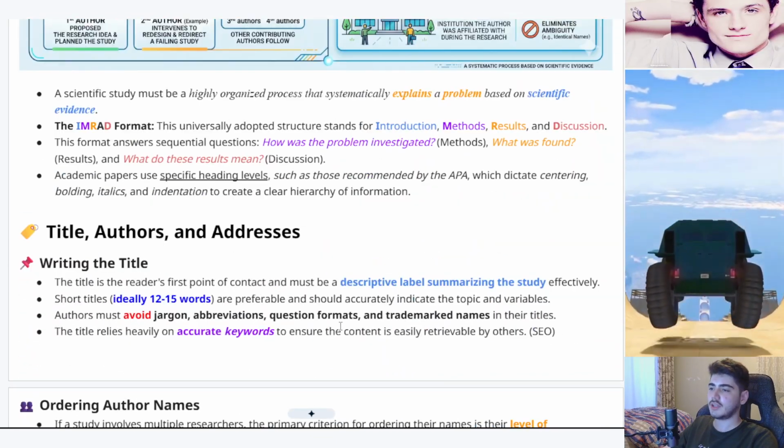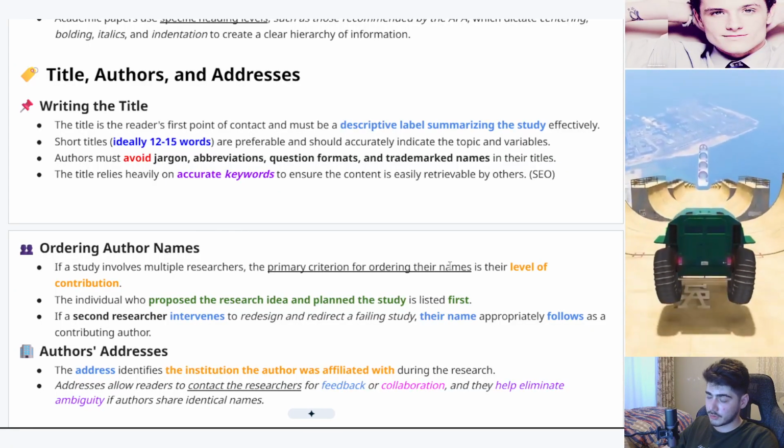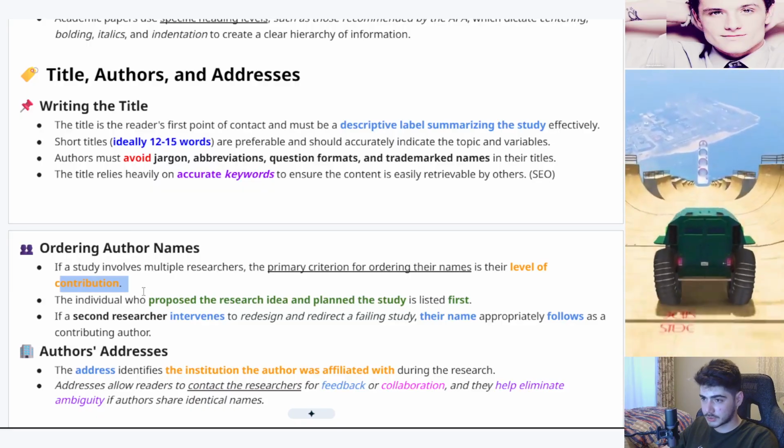So we can say that the primary criterion for ordering their names is the level of contribution. This is important.